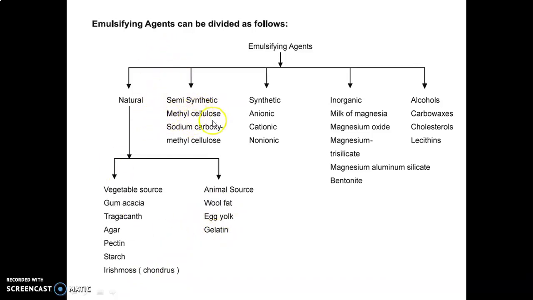Semi-synthetic: methyl cellulose, sodium carboxymethyl cellulose, that is sodium CMC. Synthetic: anionic, cationic, non-ionic, which contain charges. Anionic means containing negative charge, cationic, positive charge, non-ionic, chargeless. Inorganic: milk of magnesia, magnesium oxide, magnesium trisilicate, magnesium aluminium silicate, and bentonite. And the alcohols, that is carboxylates, cholesterol, lecithins.